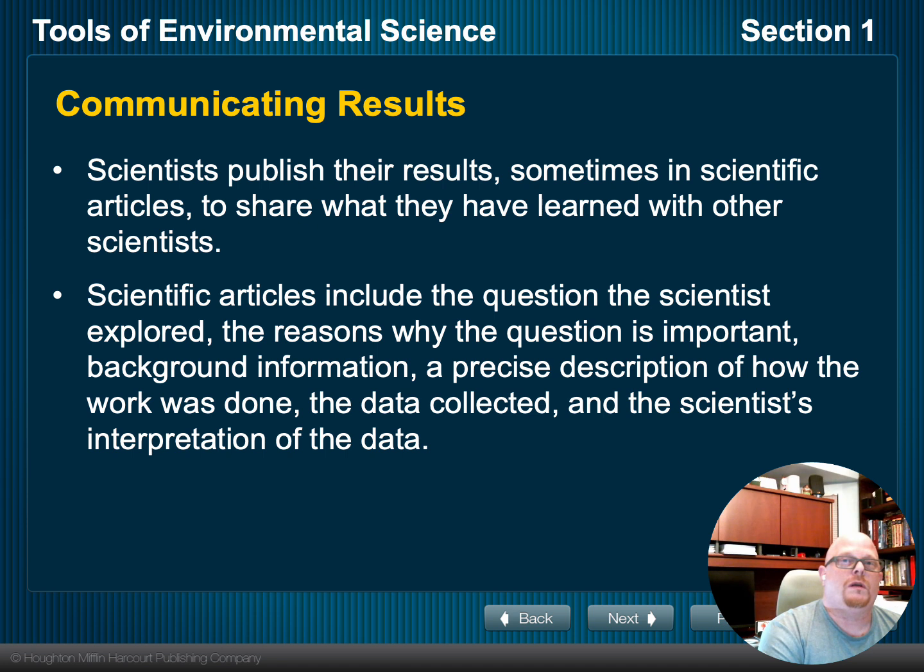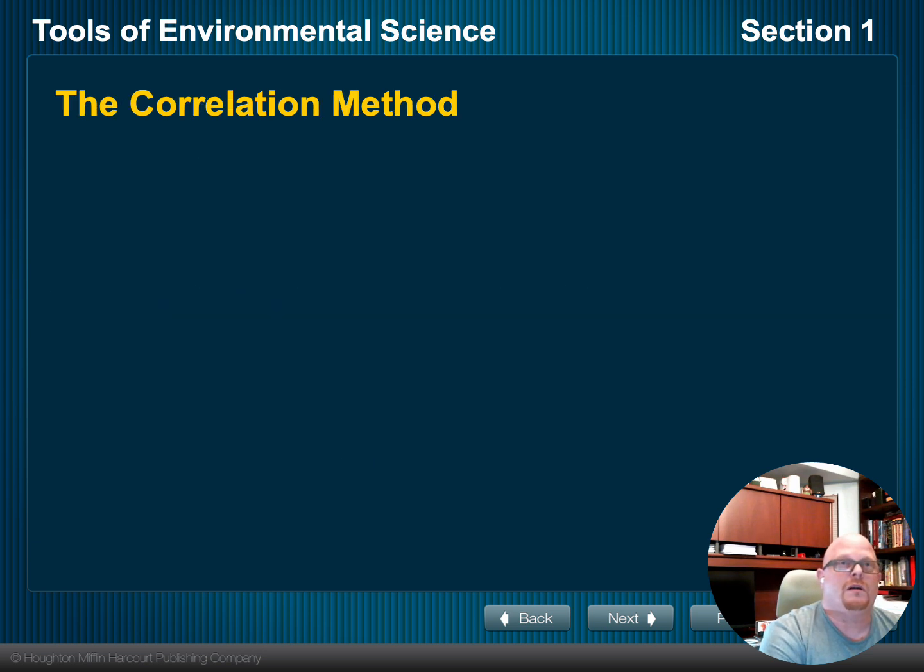So scientific articles include the question the scientists explored, and this is important because, again, think about it: two heads are better than one. If you're in science, you should always, always, always be willing, ready, and really happy to have your results examined by your peers, and it shouldn't be something of scrutiny. It should be something of honor.